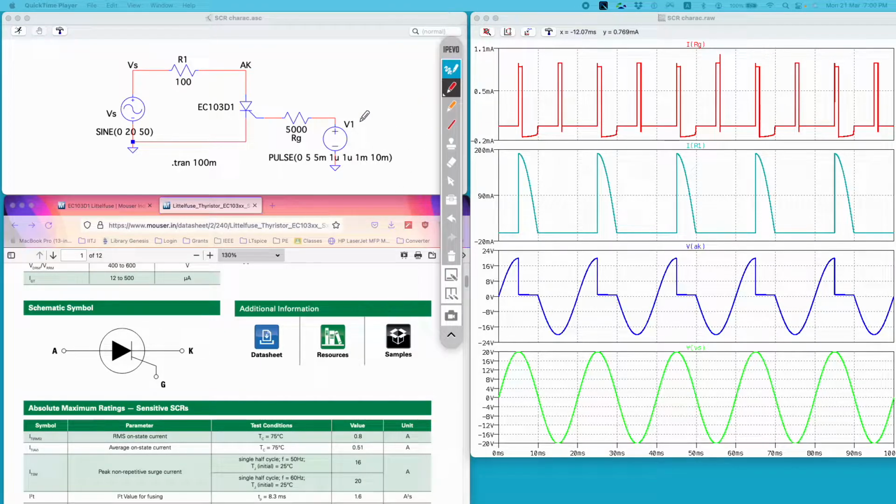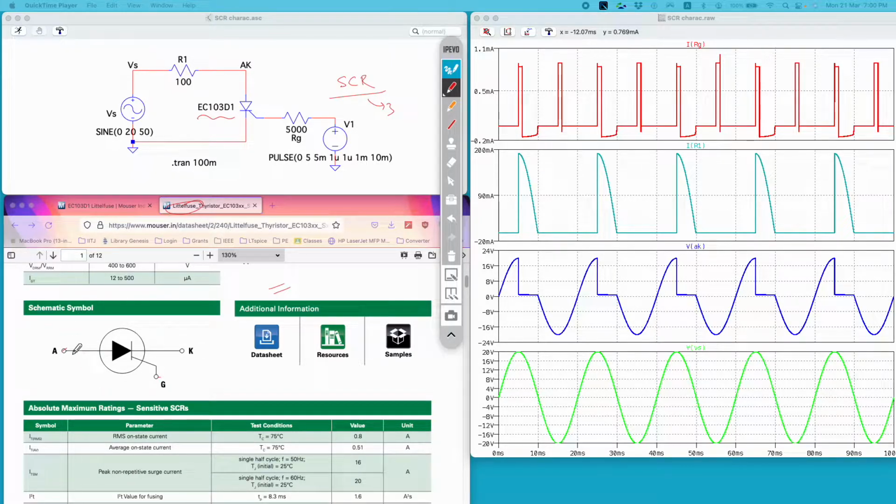In this video I will try to explain the characteristics of a thyristor. A thyristor, also known as SCR, silicon controlled rectifier, is essentially a 3-terminal device, and in this example I will use this particular SCR from LTspice. This is the data sheet of the SCR I am using, and in the data sheet we have the symbol of the SCR. You can see it has 3 terminals: anode, cathode and the gate terminal.